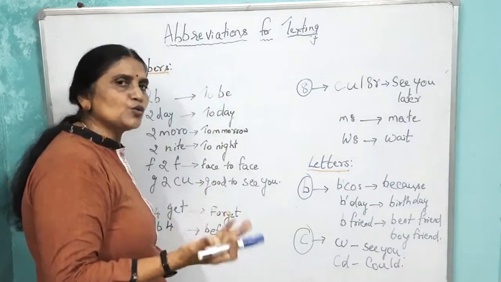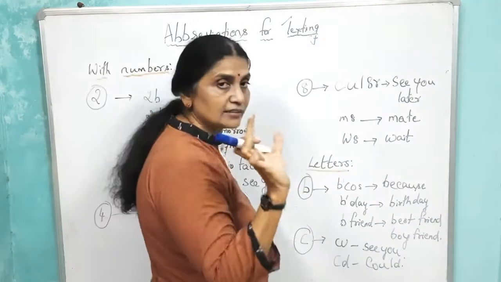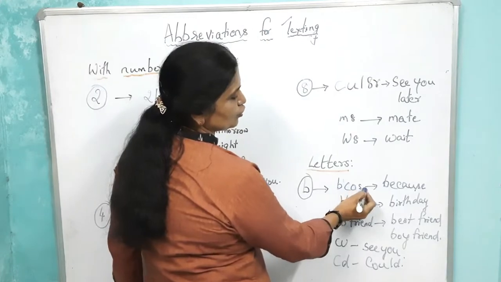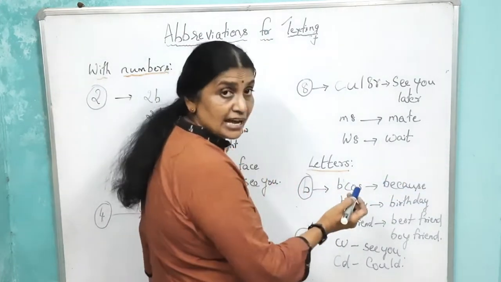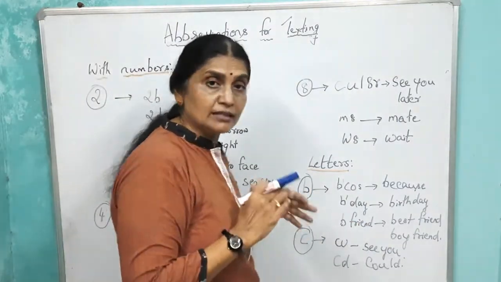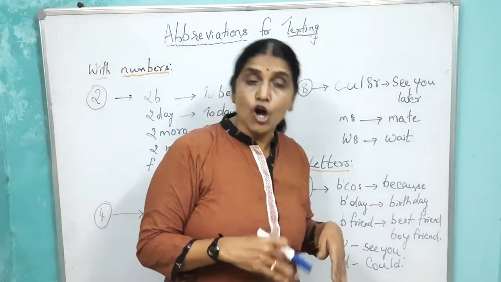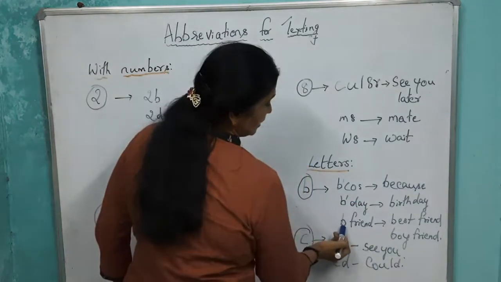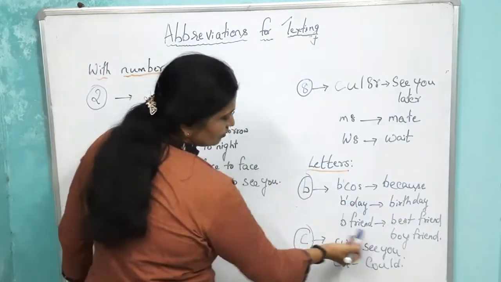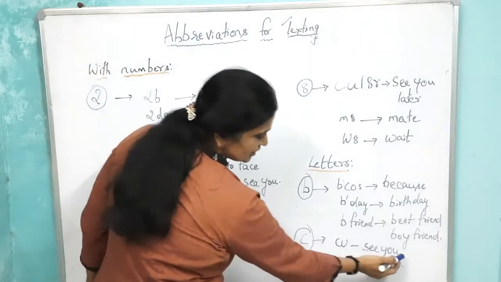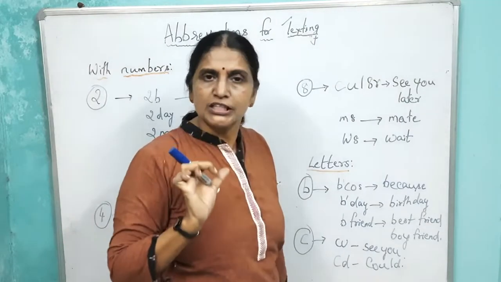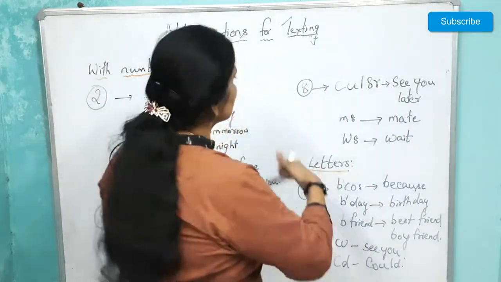Now with the letters, how you can abbreviate or shorten the words. Because, most of you know this, I think, CUZ is cause, because. B-day stands for birthday. BF, either you can have the meaning as best friend or boyfriend. My BF, that means boyfriend or best friend. Now CU with the letter C, I already explained. CU is see you. CD means good. Instead of typing good, you can just put CD. Understood? Okay, we'll see some more.